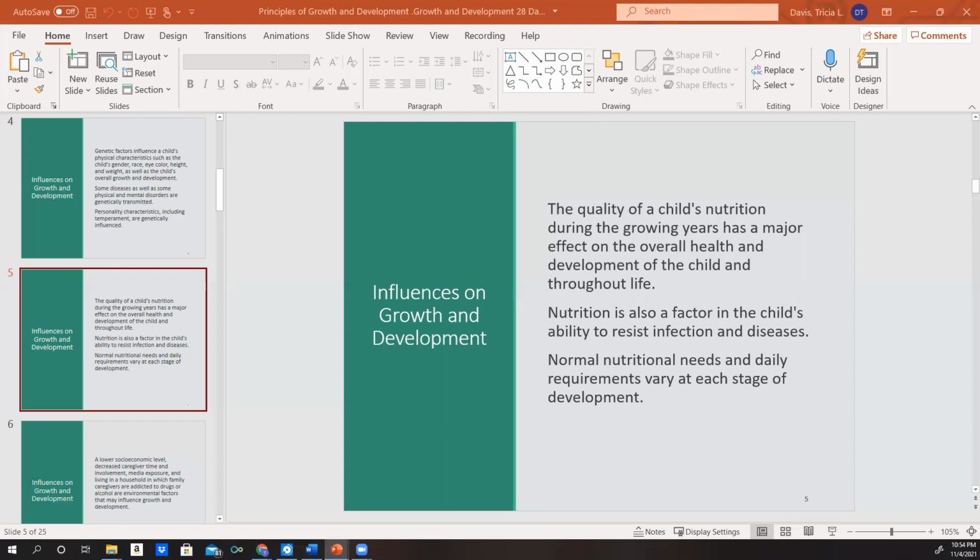Children will establish their nutritional habits and patterns very early in life. These patterns we know can follow them well into adulthood and can also influence their individual growth and development and health throughout life. And normal nutritional needs and daily requirements will vary at each stage of development. So that is also something to keep in mind.